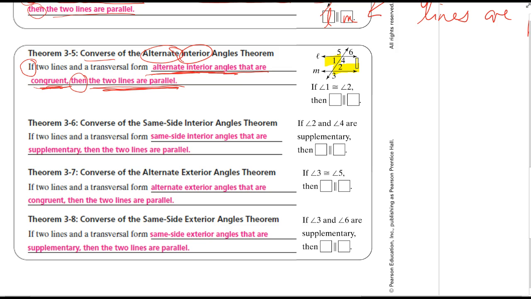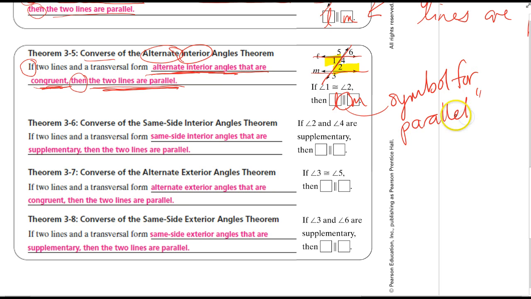Those are the alternate interior angles. So this must be my transversal, and here are my parallel lines. L parallel to M. Do you know that this is the symbol for parallel? It should be two long lines that are parallel. Go figure.